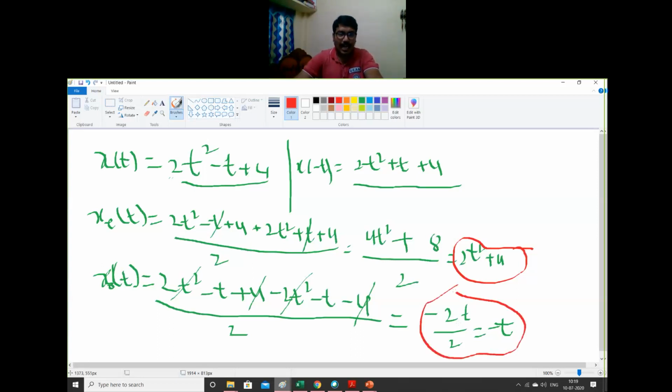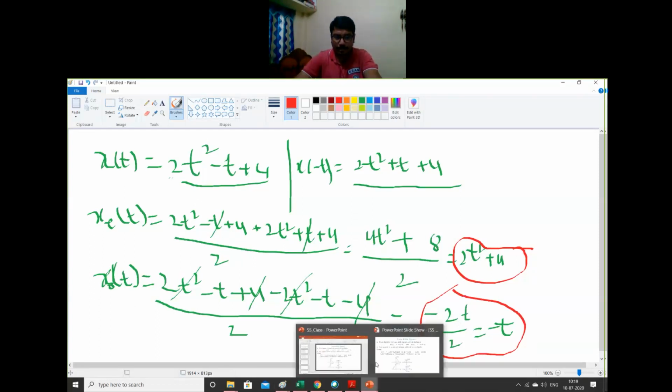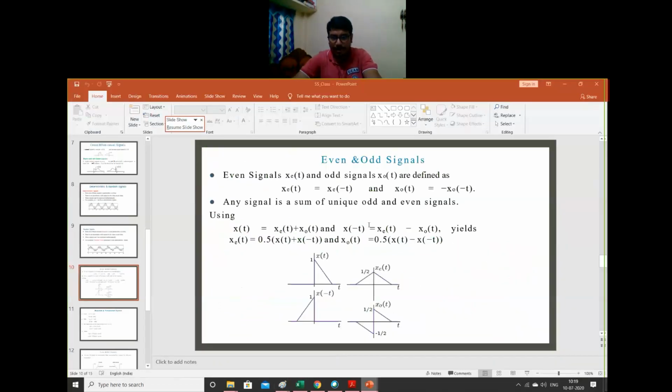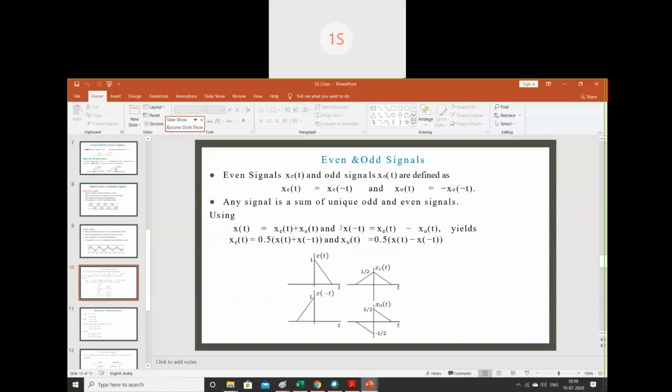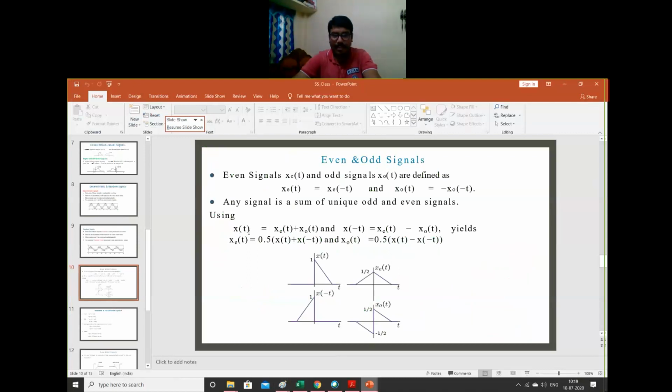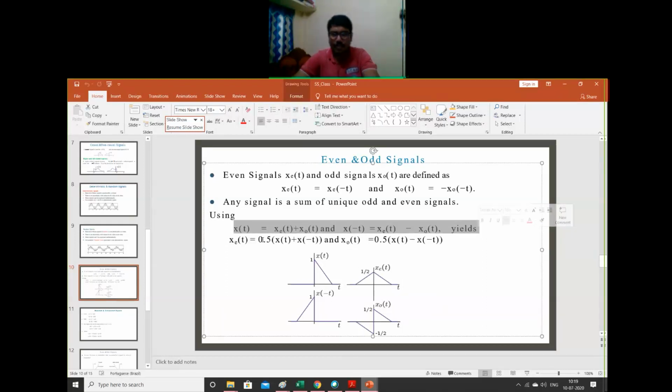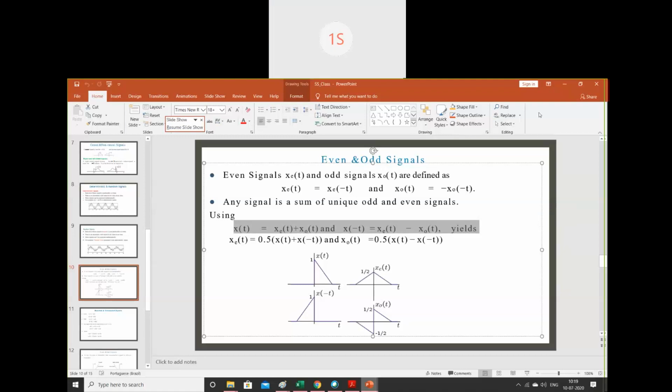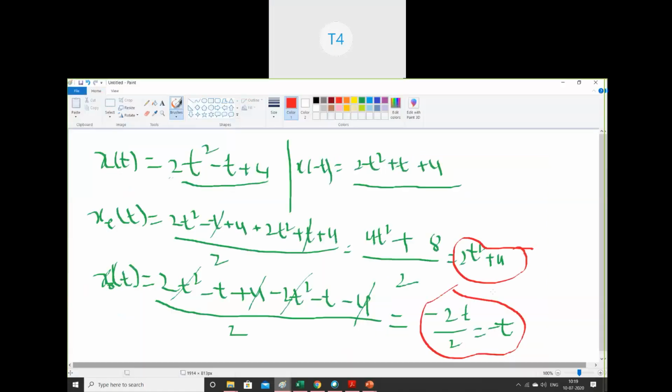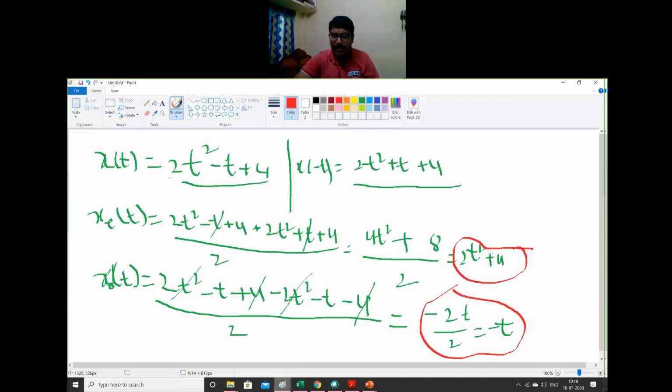So what is the addition? Look at this part. I said x(t) can be written as, in the first line which I highlighted, every signal can be written as the sum of even and odd parts. So see this now. Can I add the even part and the odd part? Let me add.